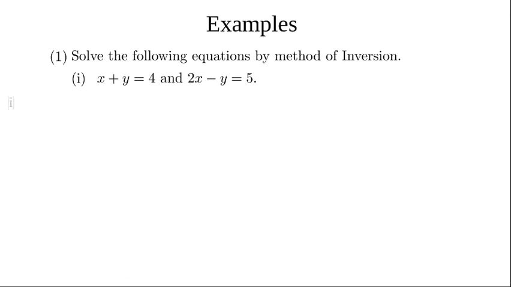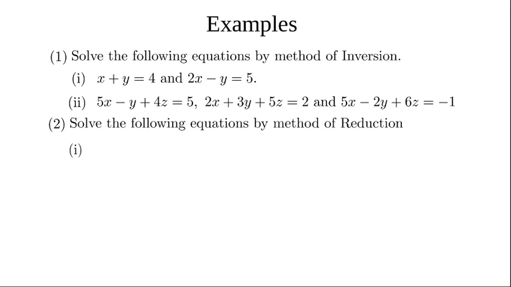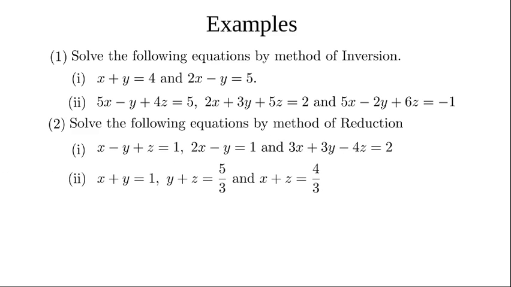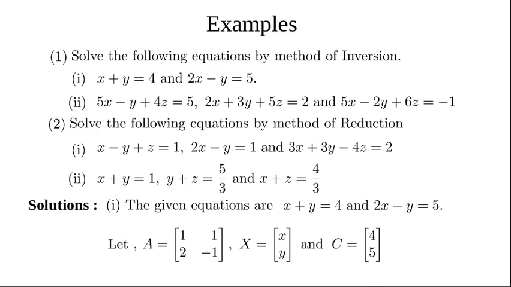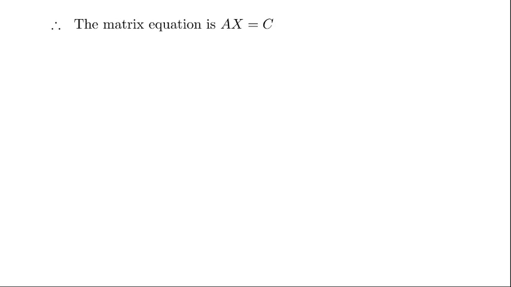In the first example, we are asked to solve the equations by the inversion method, and in the second one, we are asked to solve by the method of reduction. So, first problem: the given equations are x plus y equal to 4 and 2x minus y equal to 5. Let A equal to [1 1; 2 -1], that is the matrix of coefficients of variables. X equal to [x; y], these are the variables, and C equal to [4; 5], the constants. Therefore, the matrix equation is AX equal to C.